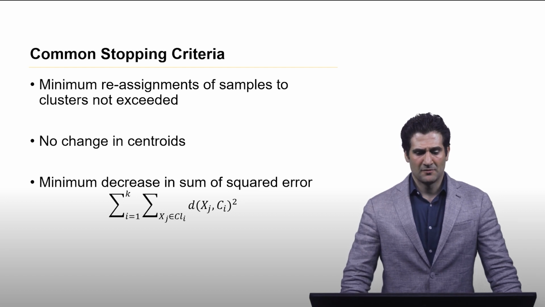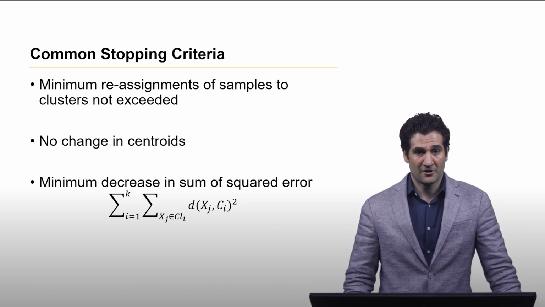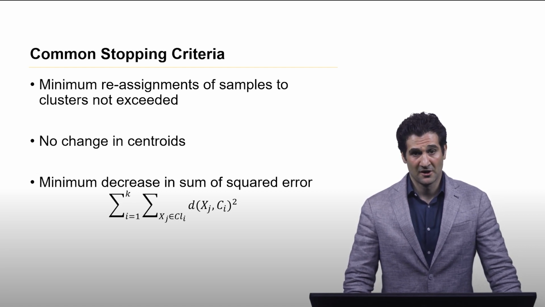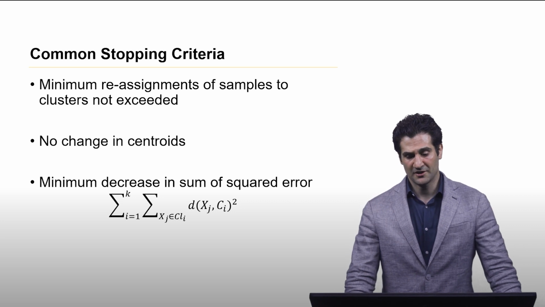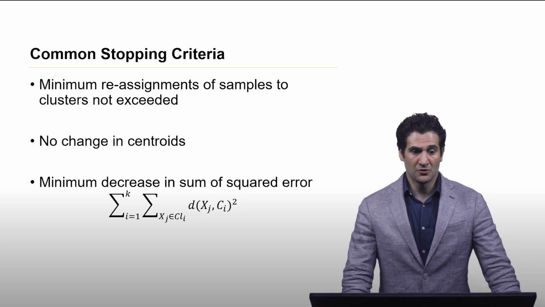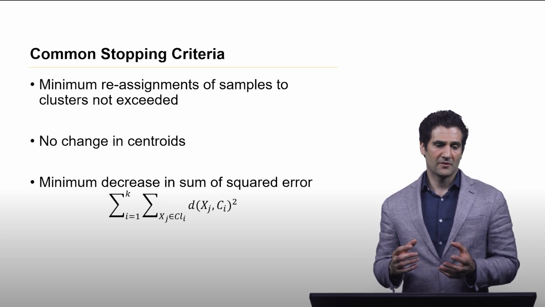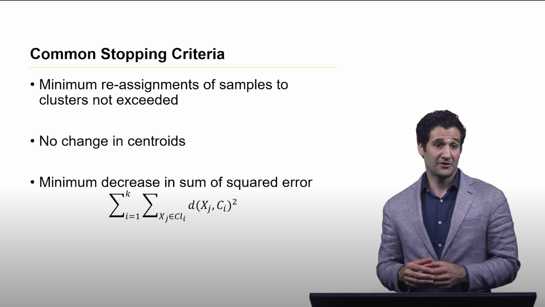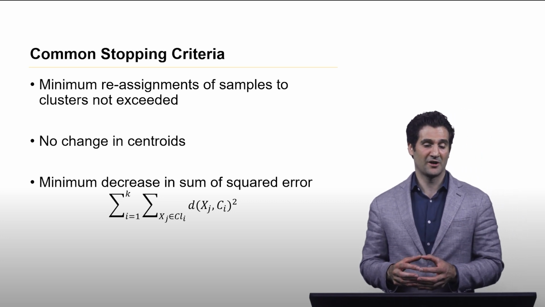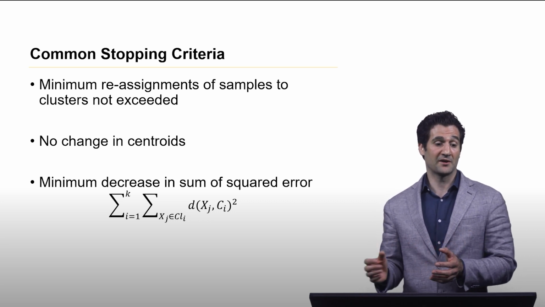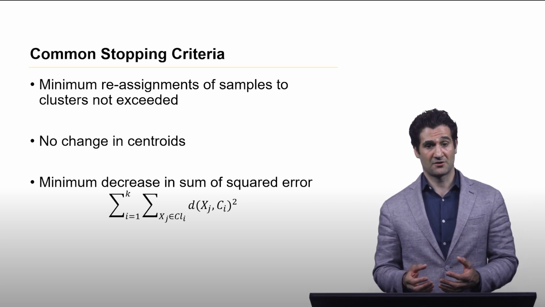Finally, there is the minimum decrease in the sum of squared error. What you're looking at is, for each cluster, summing over the distances of the samples within that cluster to that cluster centroid. So if you have a lot of things in a given cluster that are actually closer to a different centroid, that's going to be a further distance away from the centroid it was assigned to, thus increasing the error.